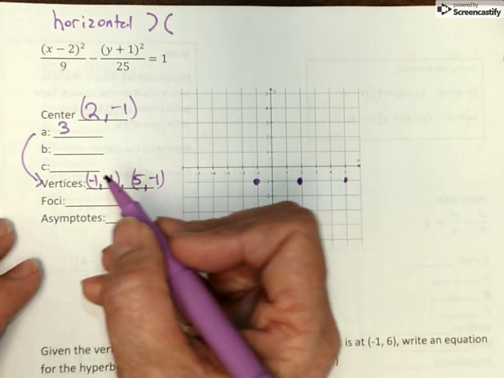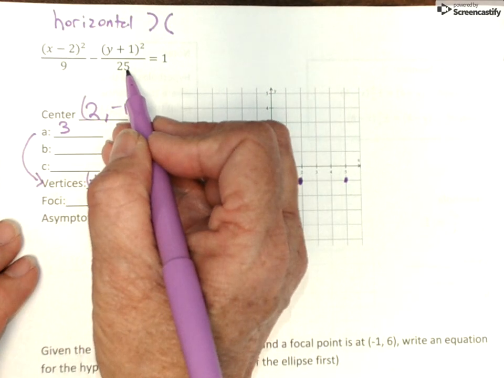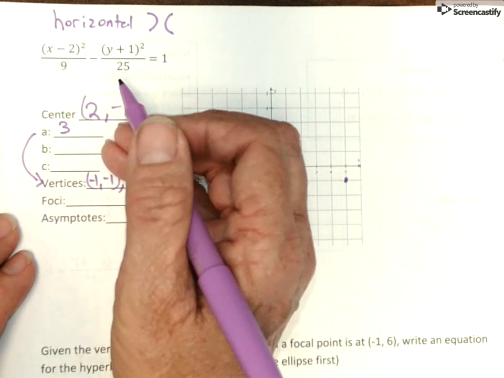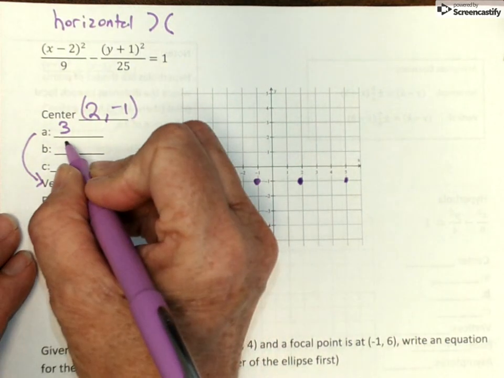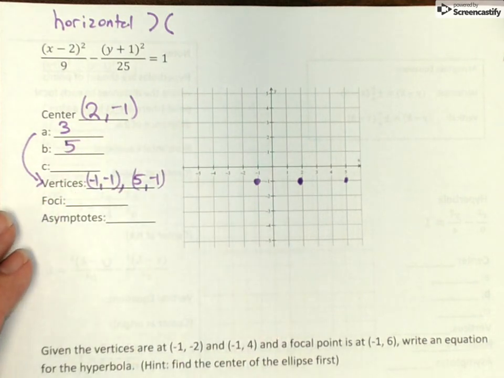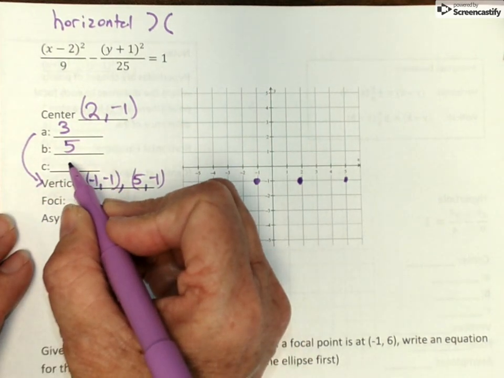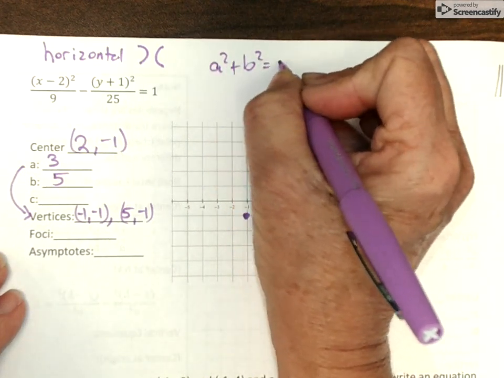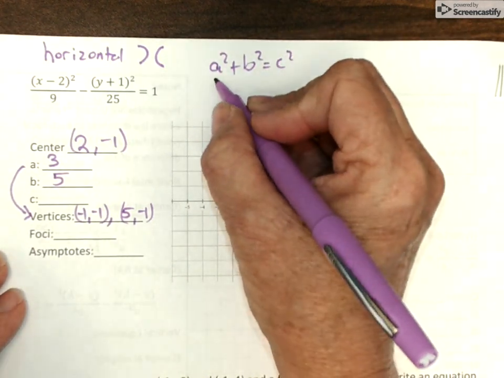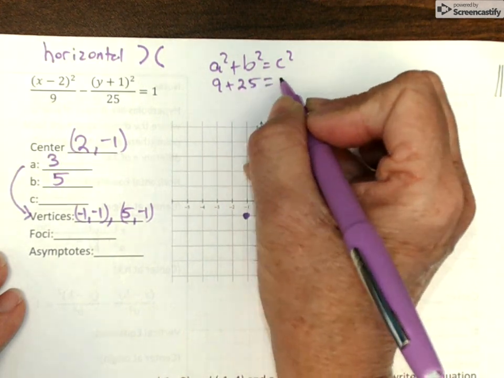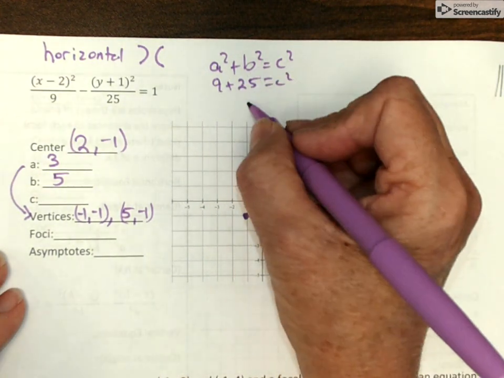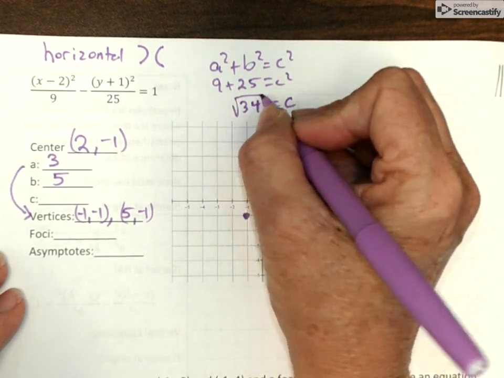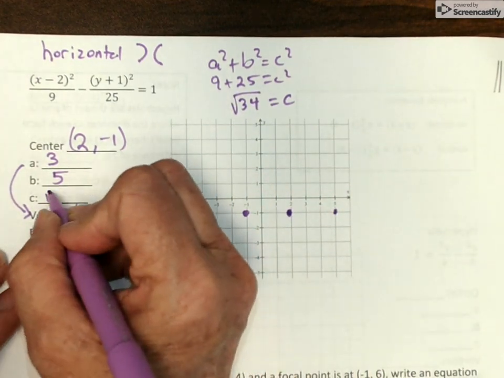Okay. To find my b value, it's under the term that's the variable that's been subtracted. So in this case, the square root of 25 is 5, so that's my b value. The c value we have to solve for, so a squared plus b squared equals c squared. So 9 plus 25 equals c squared. 9 plus 25 is 34. And to get c, I have to take the square root of that. So square root of 34.